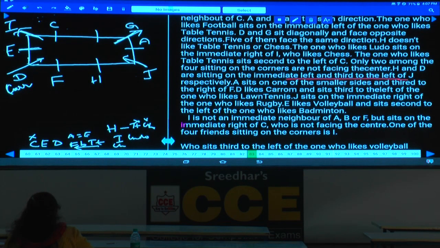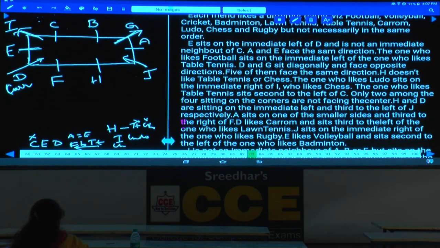Clear now? Now we have done with G, A, J, H, F, D, E, C, and who is the person left over here? B is the person left over. Done? Now we have done with this arrangement. Then we need to finalize that E sits on the immediate left of D, and whatever this one is, I likes chess. That is clearly given at the end.